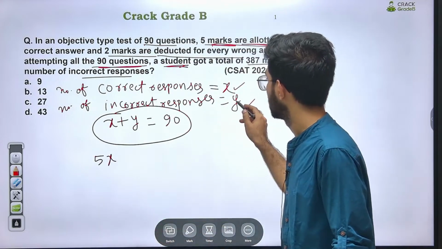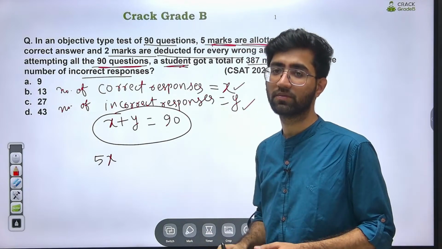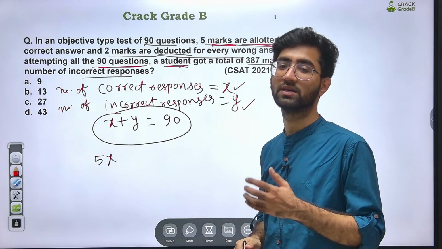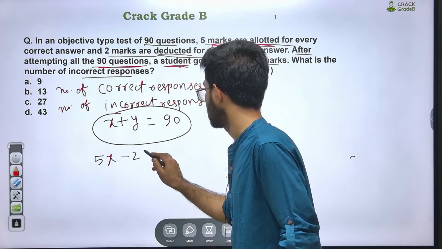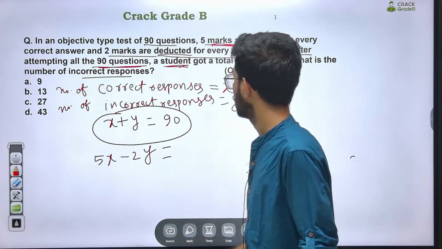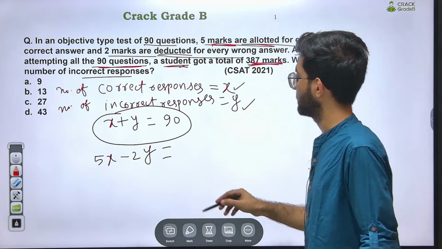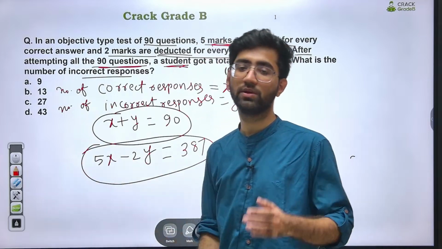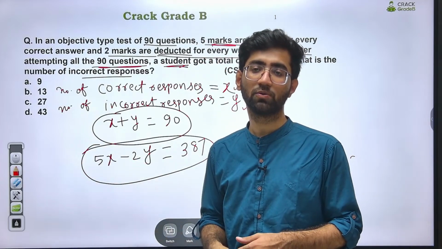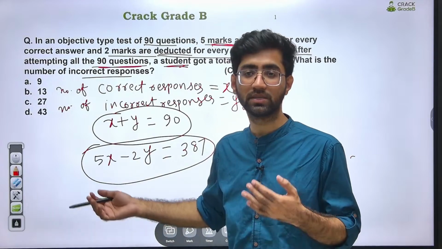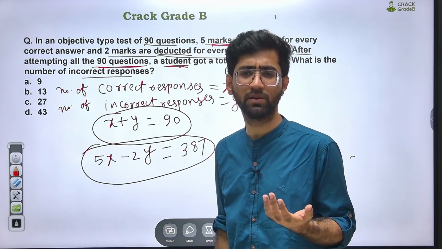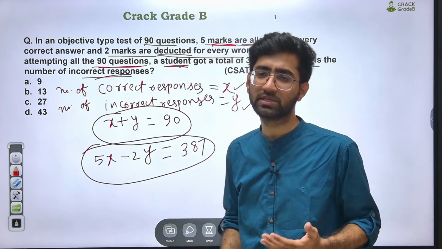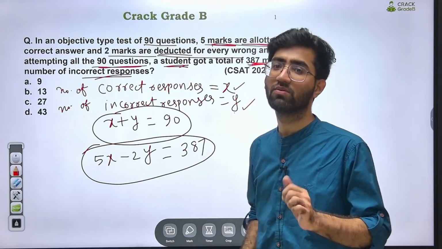And if you have given y number of incorrect responses, 2 marks are deducted for every wrong answer, so basically 5x minus 2y, that is equal to 387 marks. Now we have two equations in x and y. So will we be able to solve these equations? Yes, we will. And we have to answer what is the number of incorrect responses. So basically they are asking what is the value of y, right?